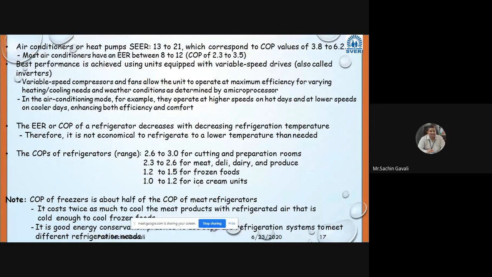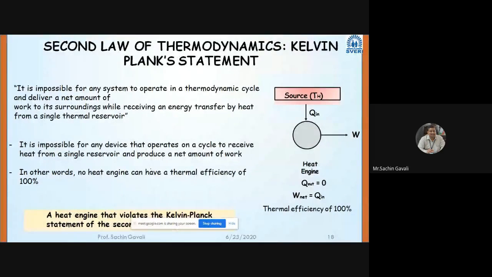For example, for ice cream units, the COP is 1.0 to 1.2. Again, for meat, dairy and produce, it will be in the range of 2.3 to 2.6. Okay. After that we have defined the two important statements of the second law of thermodynamics.